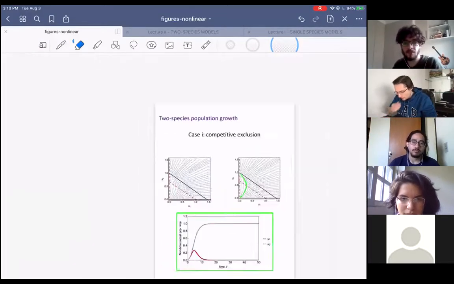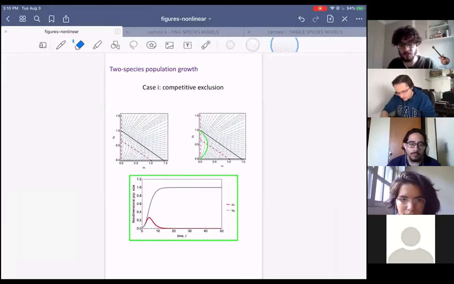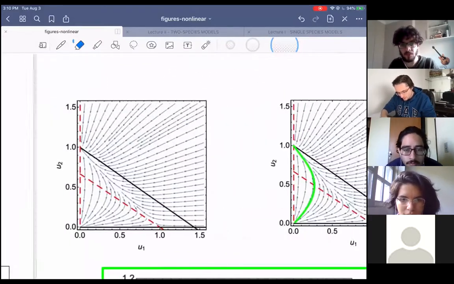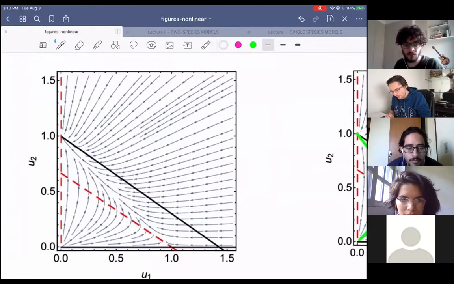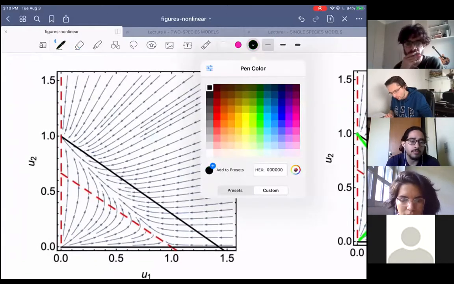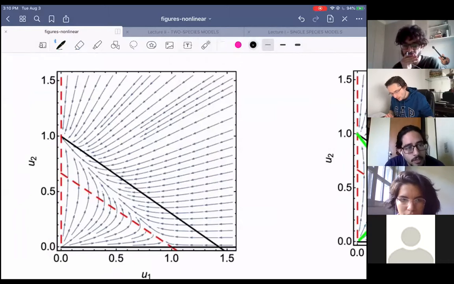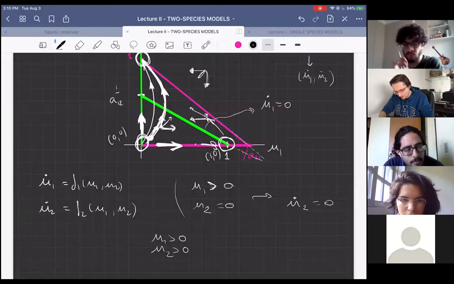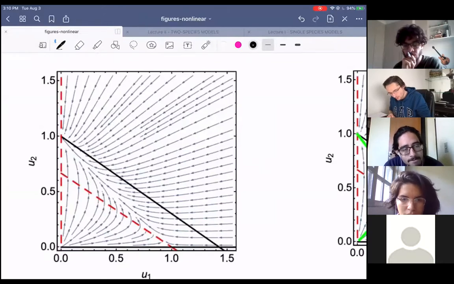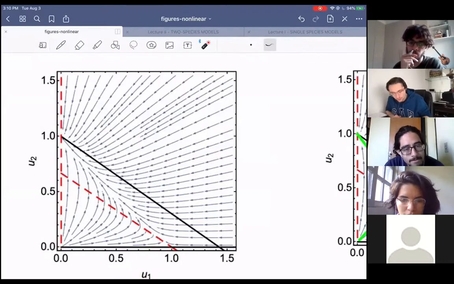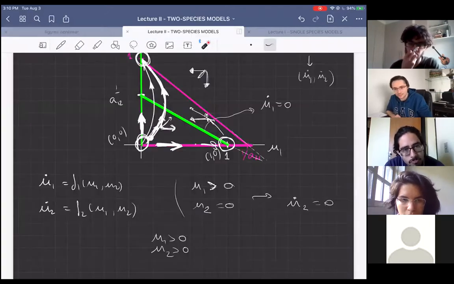So here I am representing with red dashed lines the U1 null lines, if I am correct. Sorry, I'm very bad with the indexes. Yes, the U1 null lines, because the one where U1 is equal to 0 is a U1 null line. And with black lines, I'm representing the U2 null lines. Okay, so this is pretty much this, but well done.